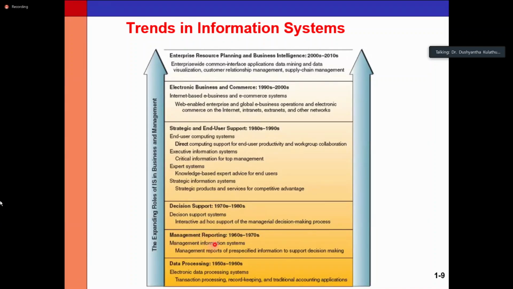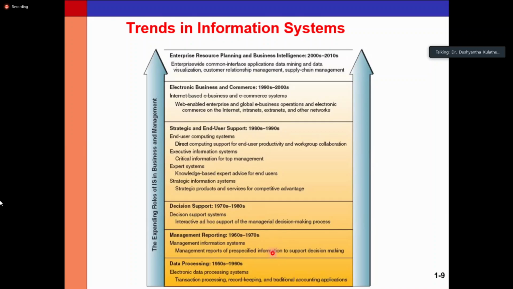Then by around the 1960s, they focused on something called management reporting. Then management information systems emerged within the organizations, producing management reports of predefined information. Now here, these two terms are very, very vital: predefined information to support decision making. Now, for decision making, I think you require information.